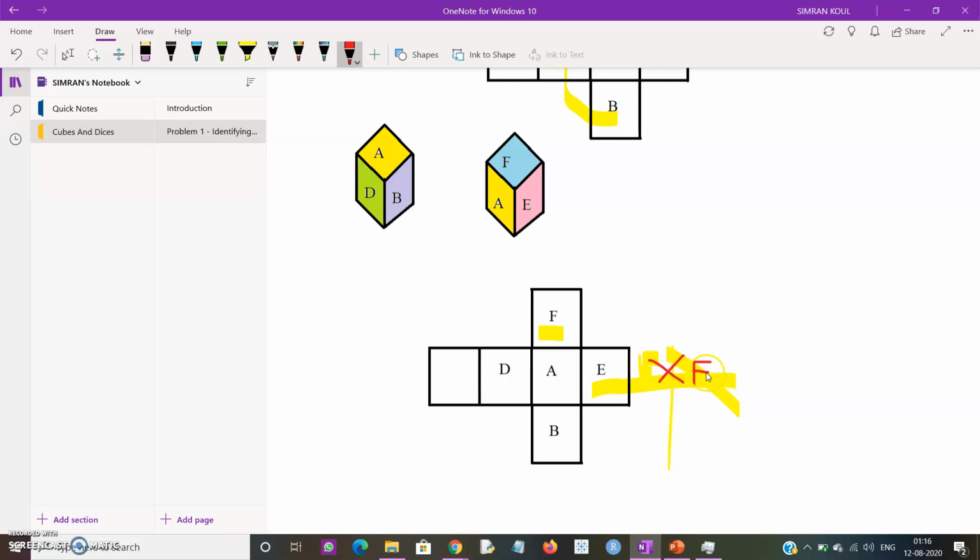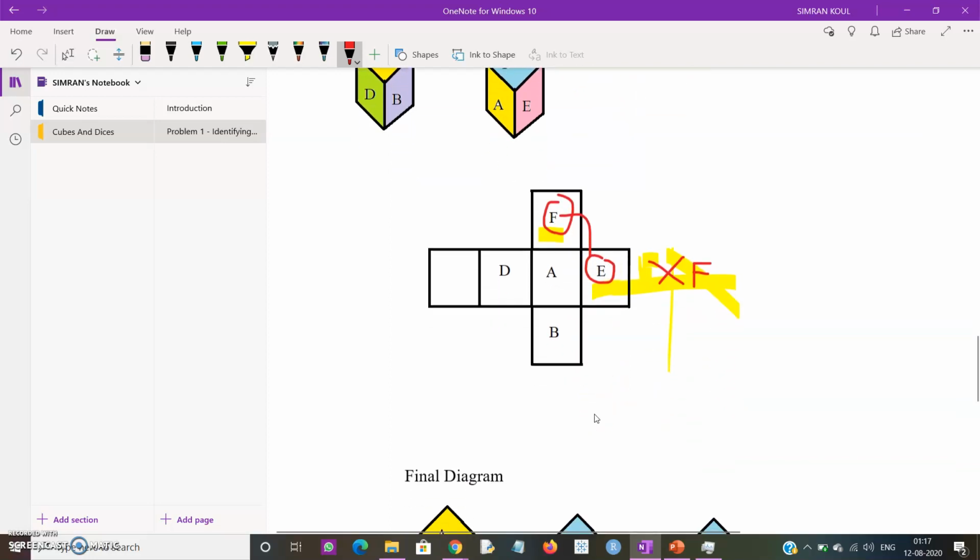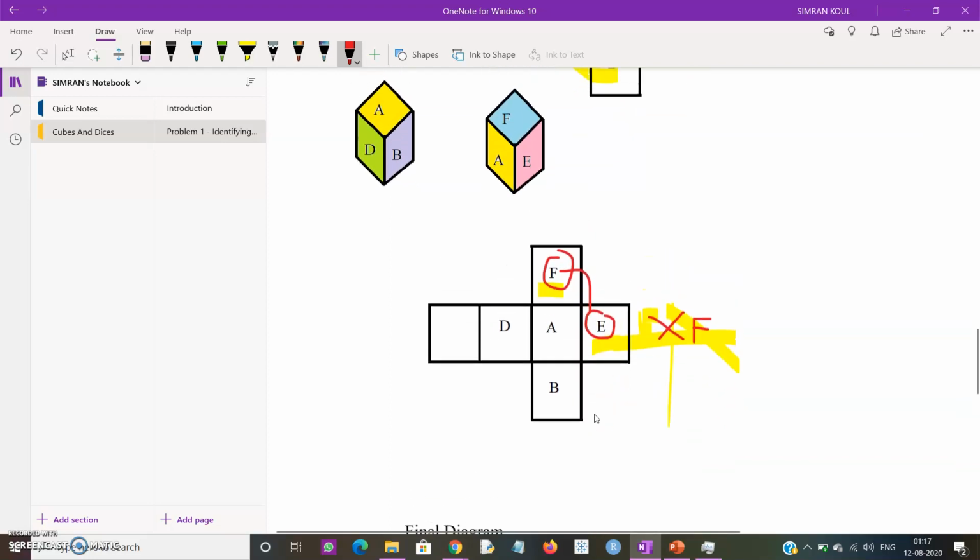So what will we fill here? We will not fill F here. So F will be filled here. This is to the right of A. Now E is to the right of F. Right of F means this position. So we will fill E here. Okay. Now we have filled all the adjacent sides of A.